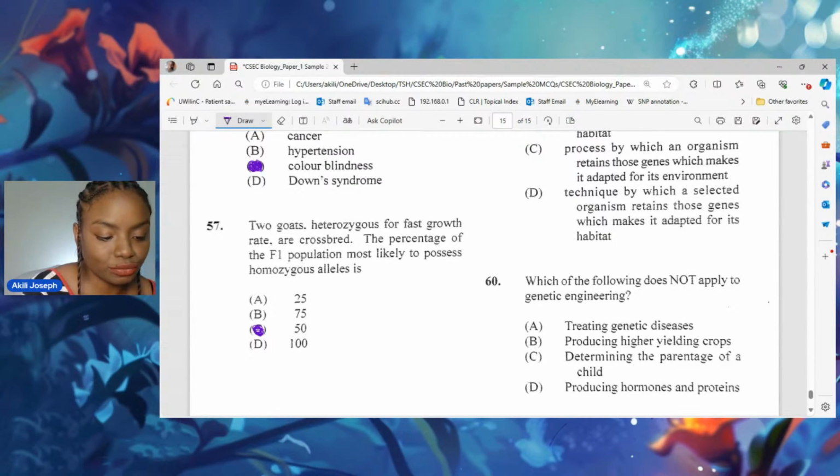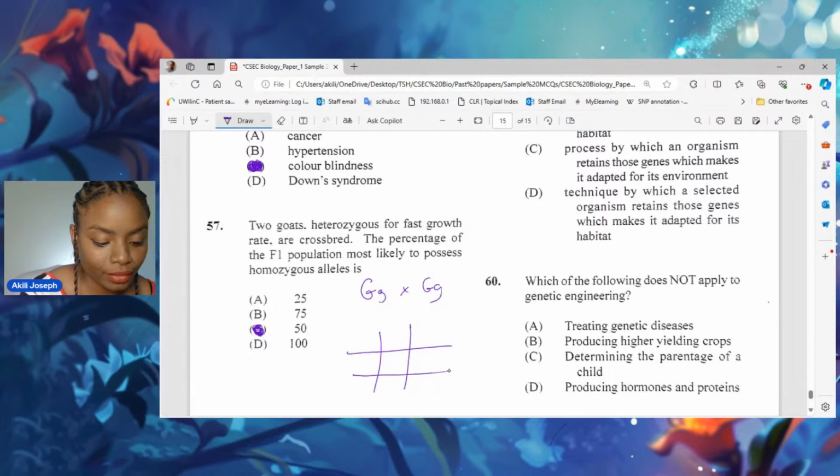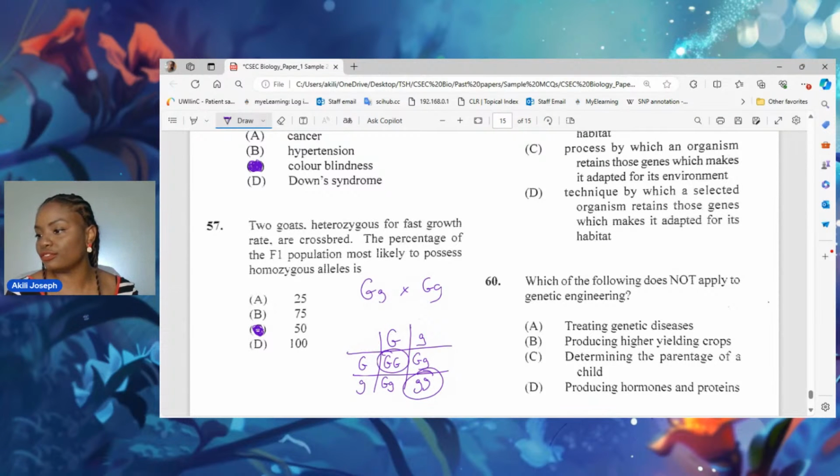So let's just use big G, small g by big G, small g. When you put that in your Punnett square, big G, small g, big G, small g, you end up with big G, big G, big G, small g, big G, small g, and small g, small g. Homozygous alleles, 2 out of 4, 50%, right?